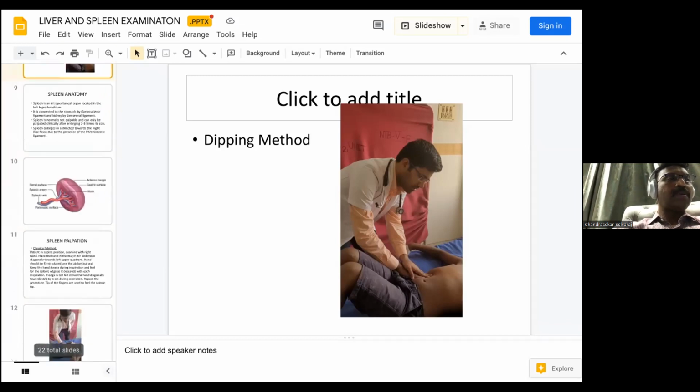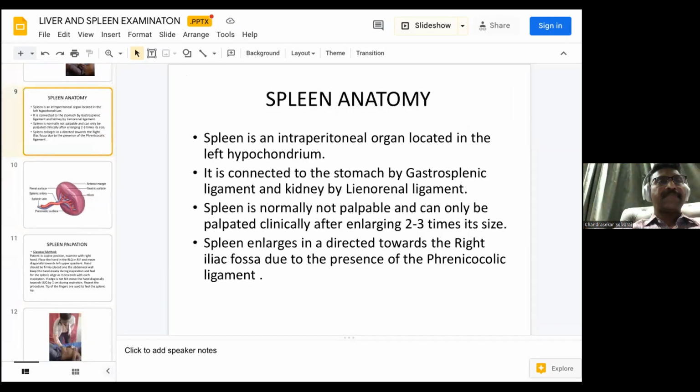So next we move on to the spleen. As we all know, the spleen is an intraperitoneal organ located in the left hypochondrial region, and it is surrounded by various organs and viscera. It is connected to the stomach by the gastrosplenic ligament, and to the kidney by the renal ligament, and usually it's not palpable. So if it is palpated, it has to enlarge at least 2 to 3 times its size.